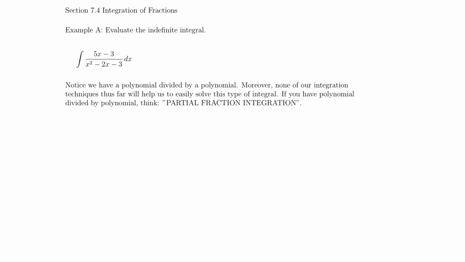On top I have a polynomial. Underneath I also have a polynomial. Do you see that? It's not a simple linear polynomial. If I try to do a u substitution and let u be x squared minus 2x minus 3, what is du? 2x minus 2. Do I see a 2x minus 2 on top? So u substitution doesn't work nice with this.